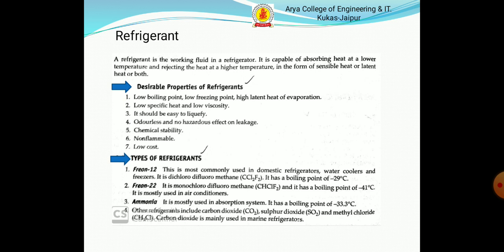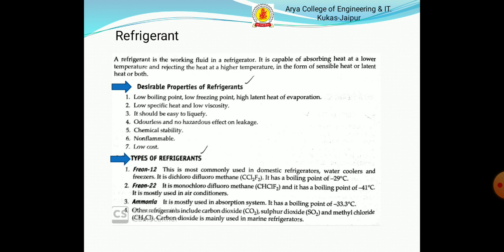The next term is refrigerant. Refrigerant is the working fluid which is capable of absorbing heat at a lower temperature and rejecting the heat at a higher temperature. Some desirable properties of a refrigerant are: low specific heat, chemically stable, non-flammable, low cost, odorless, no hazardous effect on leakage, easy to liquefy, low boiling point, low freezing point, etc.